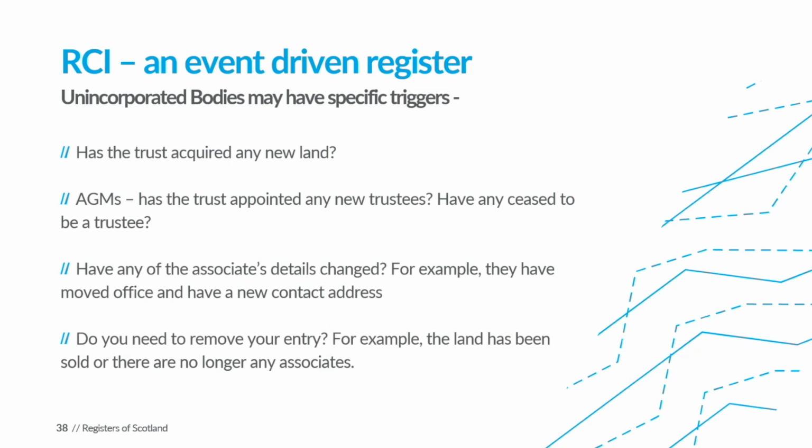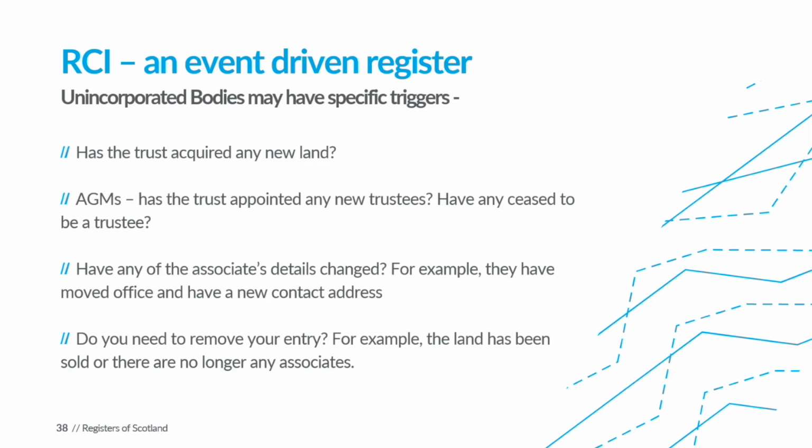We've pulled out some examples we believe may affect unincorporated bodies where a change may be needed, such as acquiring new land. Do you have AGMs? If so, do you change or appoint new office bearers, or have any ceased to hold office? If this is the case, the new office bearers would need to create new entries, and those leaving their positions may need to remove theirs.